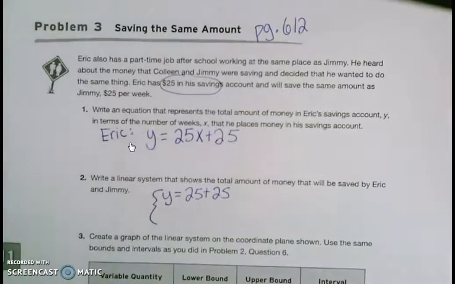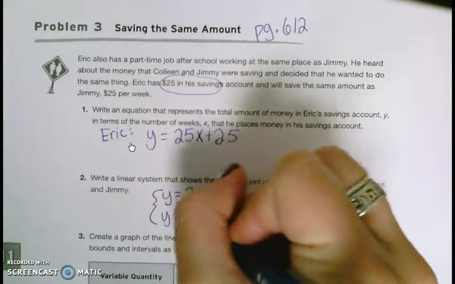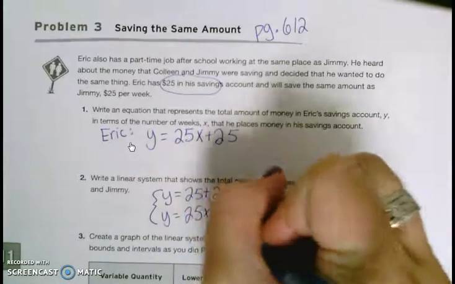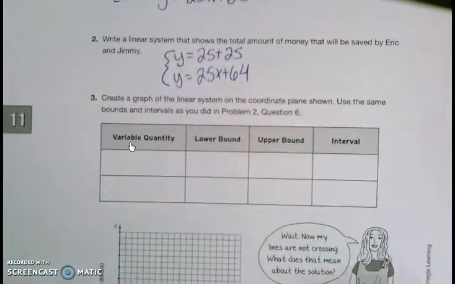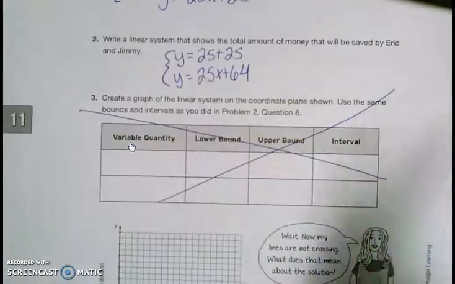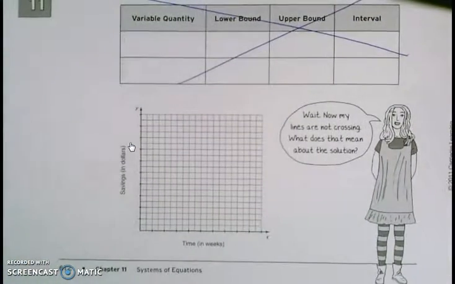And then we also have Jimmy's equation, which you might not know, so I'm just going to give that one to you. It would be y equals 25x plus 64. You can then go ahead and put a nice little x through this. We're not going to worry about it. When it comes to the graph on this one, we're just going to do it very briefly. We're just going to make a sketch, so it's not going to be exact. We're not going to label our axis.